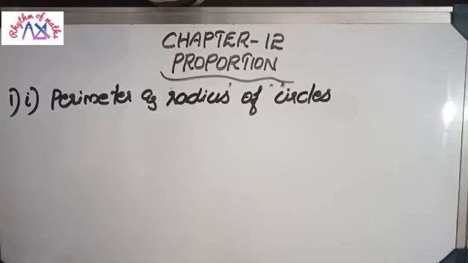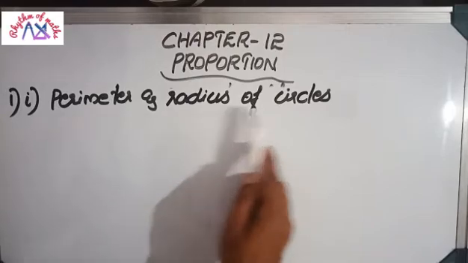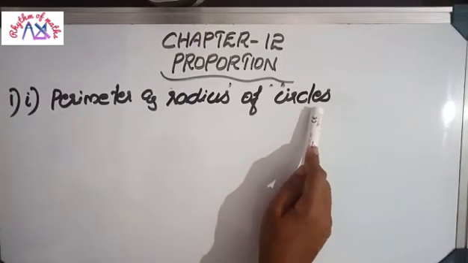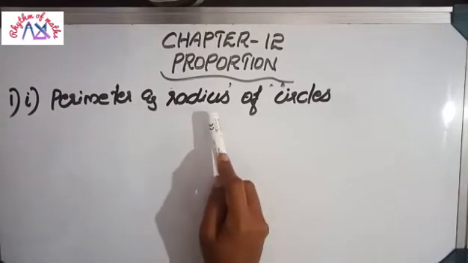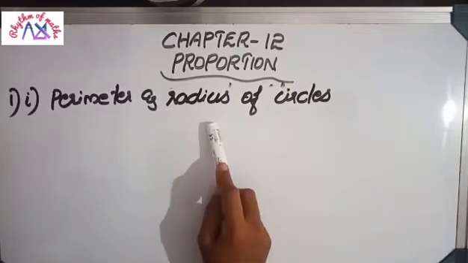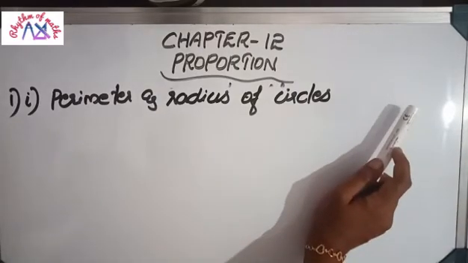In the first question, in each statement, two quantities are given. We have to check whether the given two quantities are in proportion, and if they are in proportion, what is the constant of proportionality? That is the question. Our first sub question is perimeter and radius of circle. So we have to check whether perimeter and radius are in proportion or not.